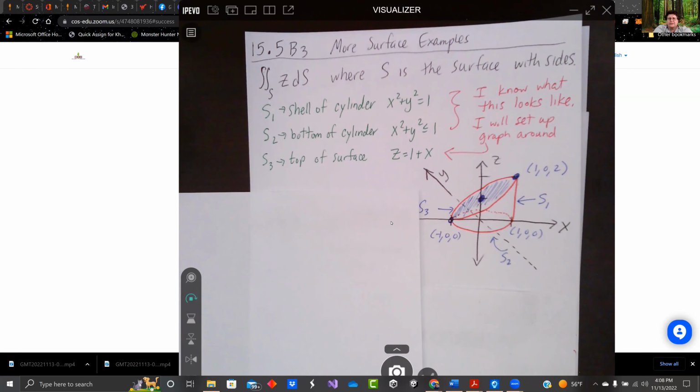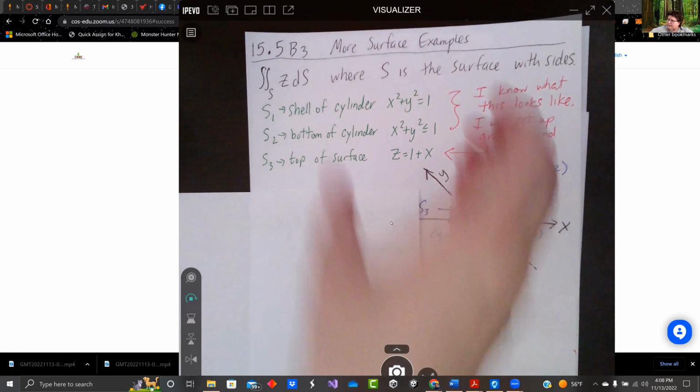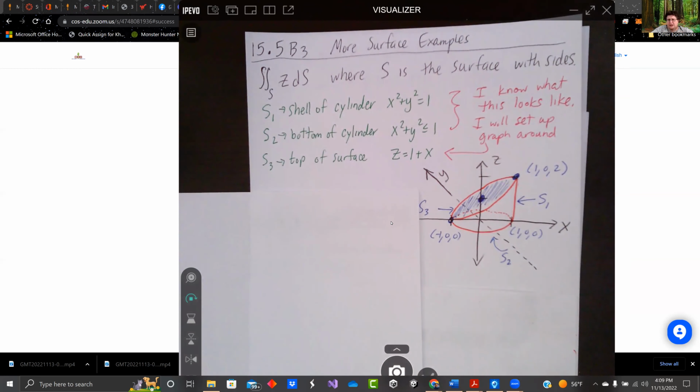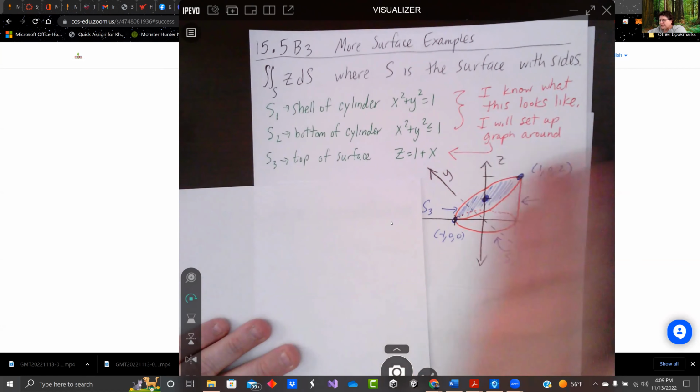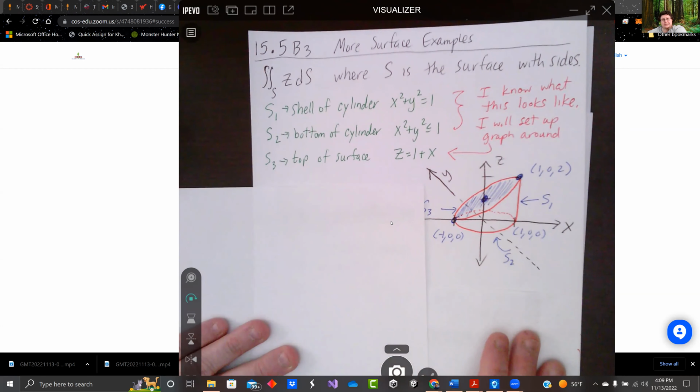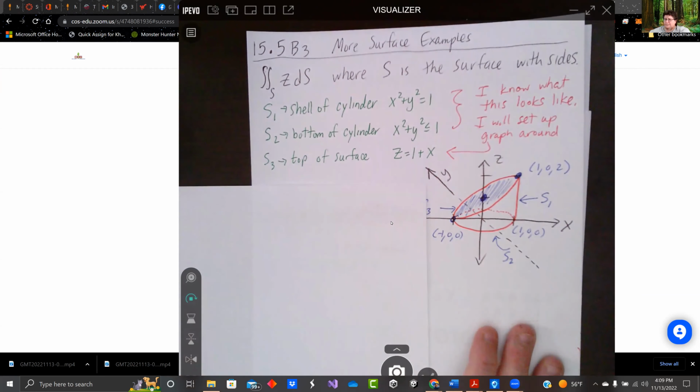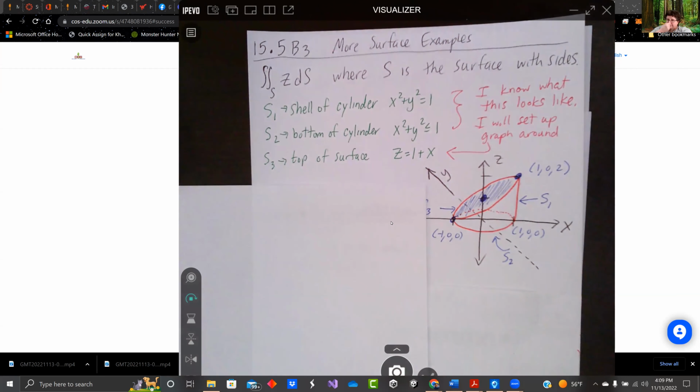So let's just look at our surface. It's a section of a cylinder. So we've got this pipe going up and down along the z-axis. It's cut off at z equals 0 along the bottom. There is a diagonal cut along 1 plus x for z. And the pipe has a radius of 1.